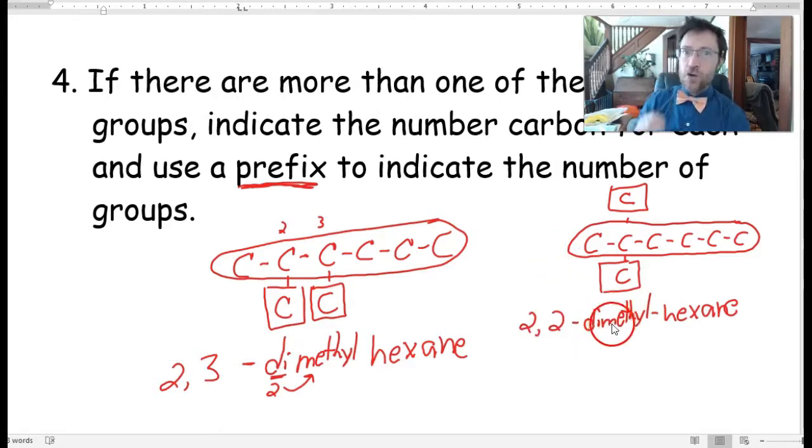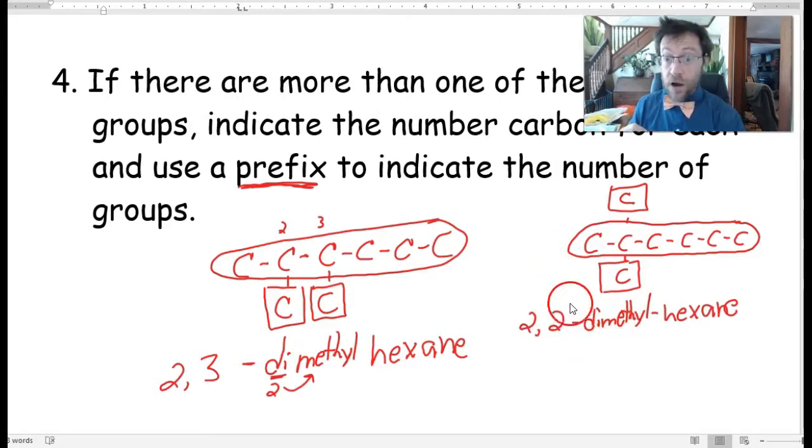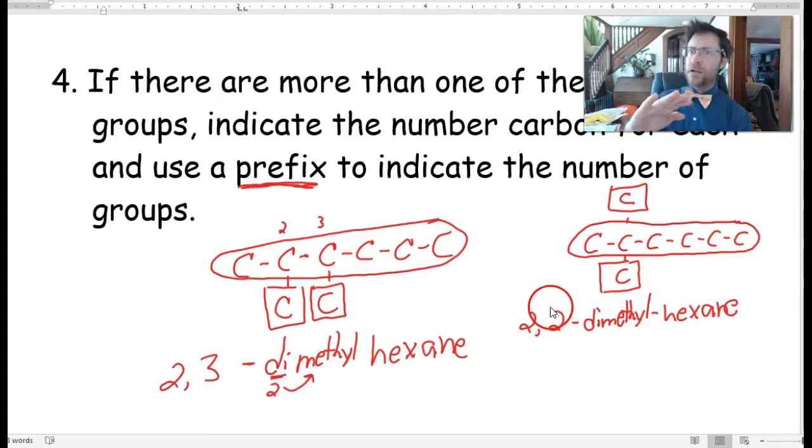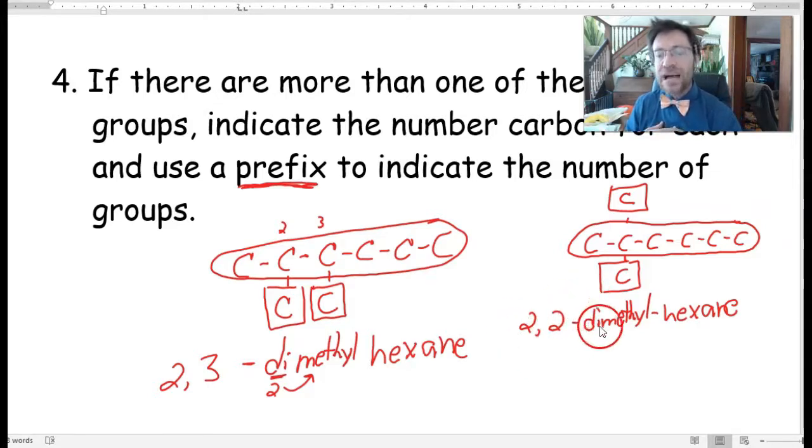Dimethyl means there are 2. Well, where are they? One is on number 2, the other is on the number 2. Very clear, no guessing at this, because that's what you want to get rid of, is guessing. You don't want there to be any guessing whatsoever. That's why we say 2,2 dimethyl hexane. That's really sloppy handwriting, but I know you wouldn't expect any less, I guess.